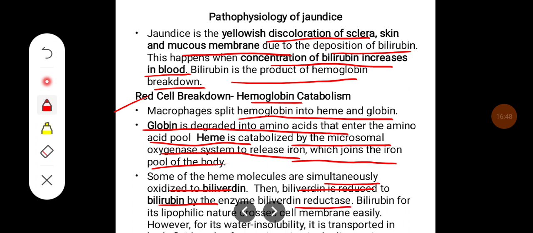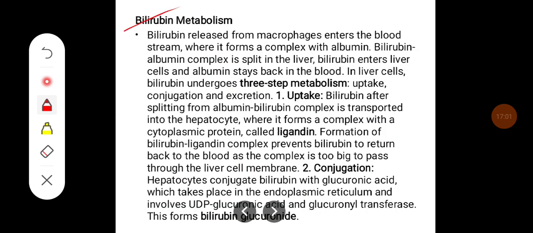Bilirubin, for its lipophilic nature, crosses cell membrane easily. However, for its water insolubility, it is transported. Bilirubin metabolism. Bilirubin is released from macrophages and enters the bloodstream, where it forms a complex with albumin. The bilirubin albumin complex is split in the liver. Bilirubin enters the liver cell and albumin stays back in the blood.